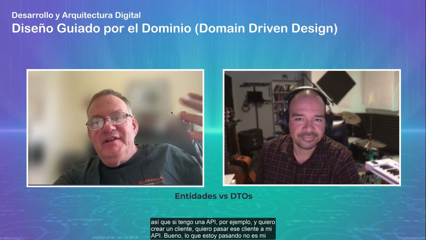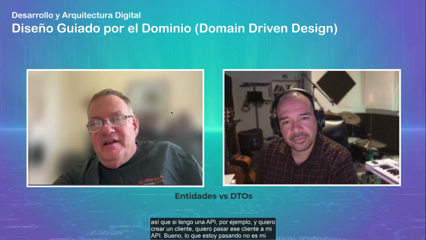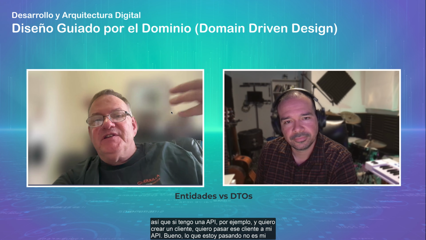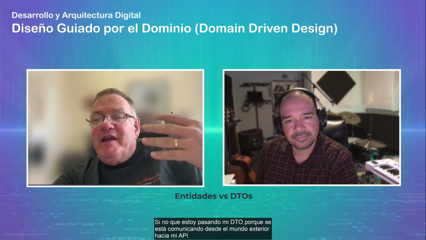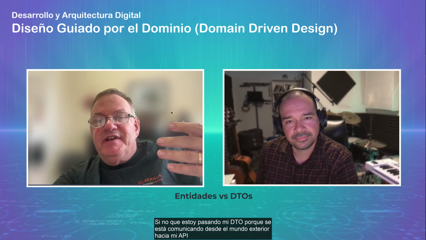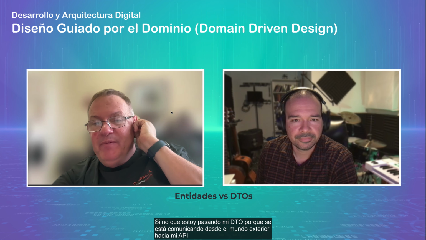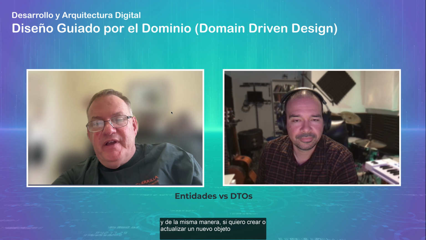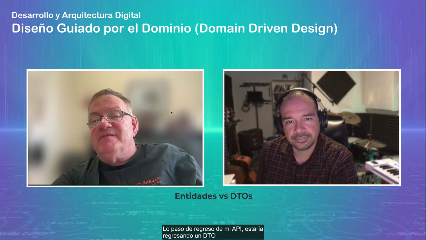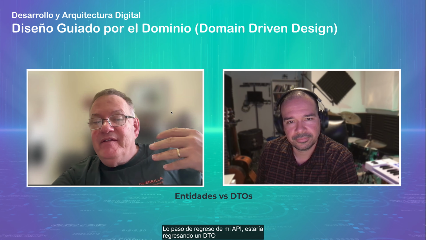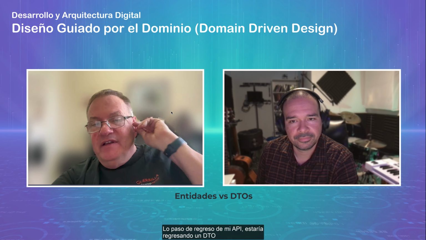Right, so if I have a web API, for example, and I want to create a customer, I want to pass that customer into my web API. Well, what I'm passing in is not my entity. I'm passing in my data transfer objects because it's communicating from the outside world into my API. And likewise, if I create a new object or I update an object, I want to pass it back out from my web API, I'm going to also be passing out a data transfer object.